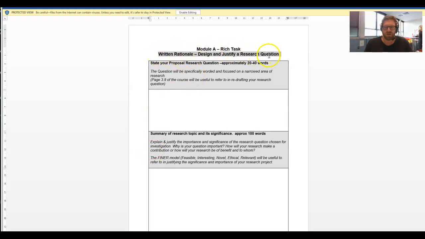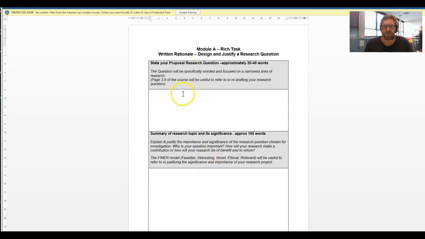the written rationale. Okay, and the written rationale is basically your statement of your proposed research question that you would like to research, and it will be a little bit of a justification. That is, it'll be you giving a reason for why you think this question should be researched, and also you'll be providing some information about some of the articles and research that you've read on the topic.